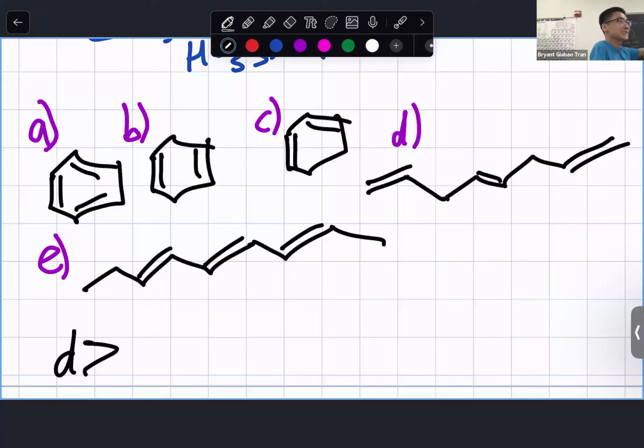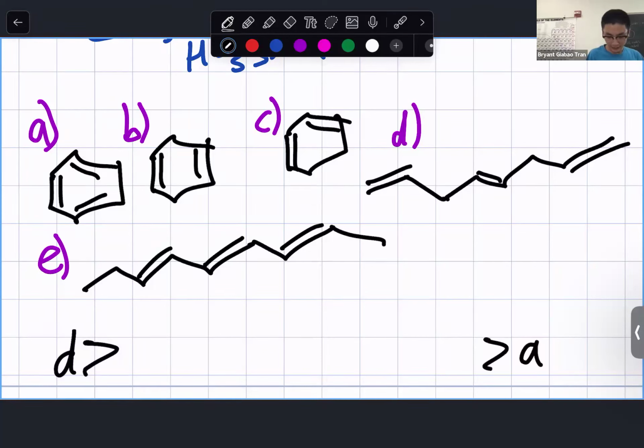Which one of these is the most stable here? A, right? Because that is conjugated with three double bonds, but this is also conjugated with three double bonds. But this is aromatic, this is non-aromatic. Aromatic structures are more stable than non-aromatic structures. So since it is more stable, it has the least energy, making that the least exothermic, right?